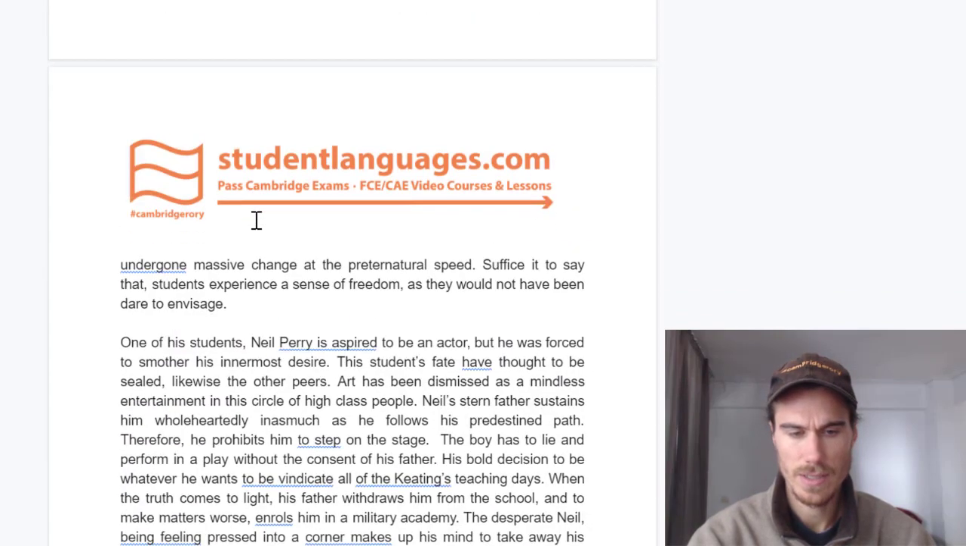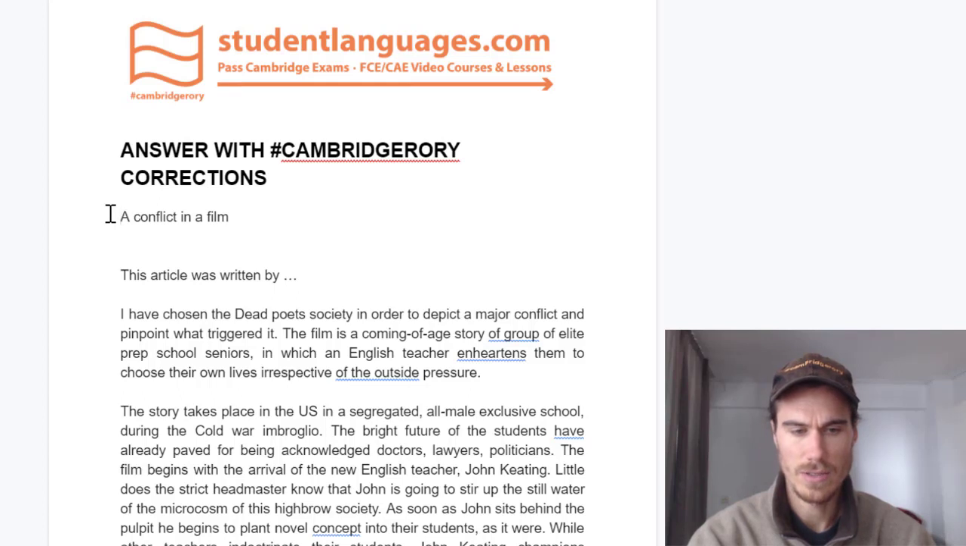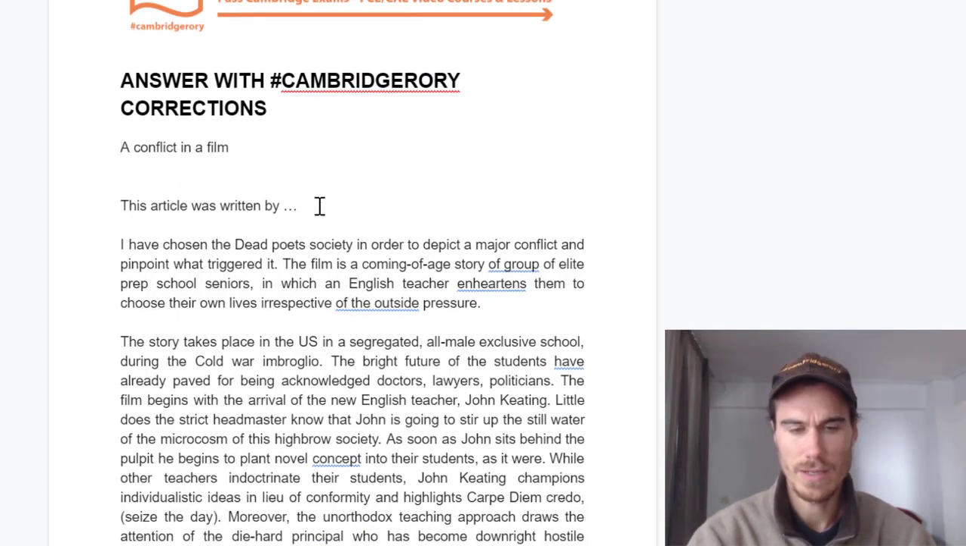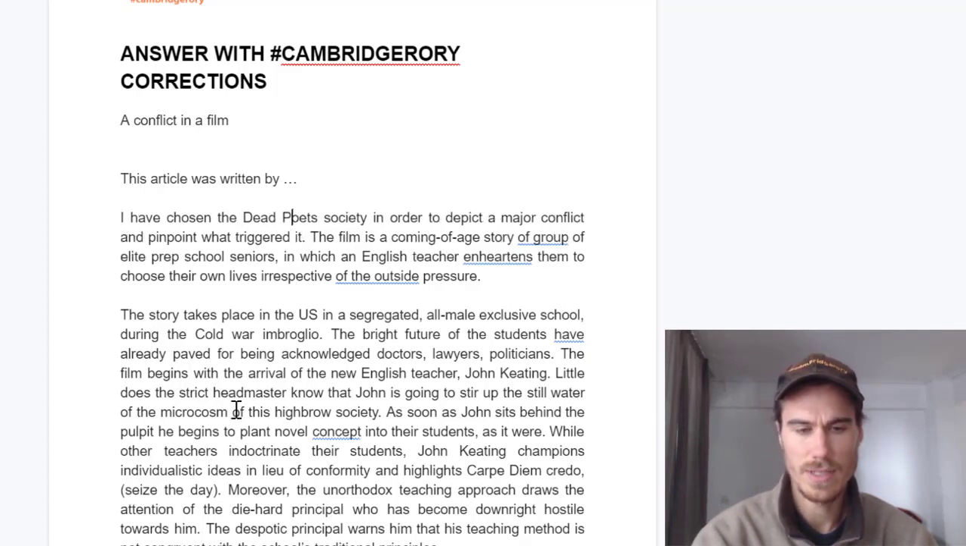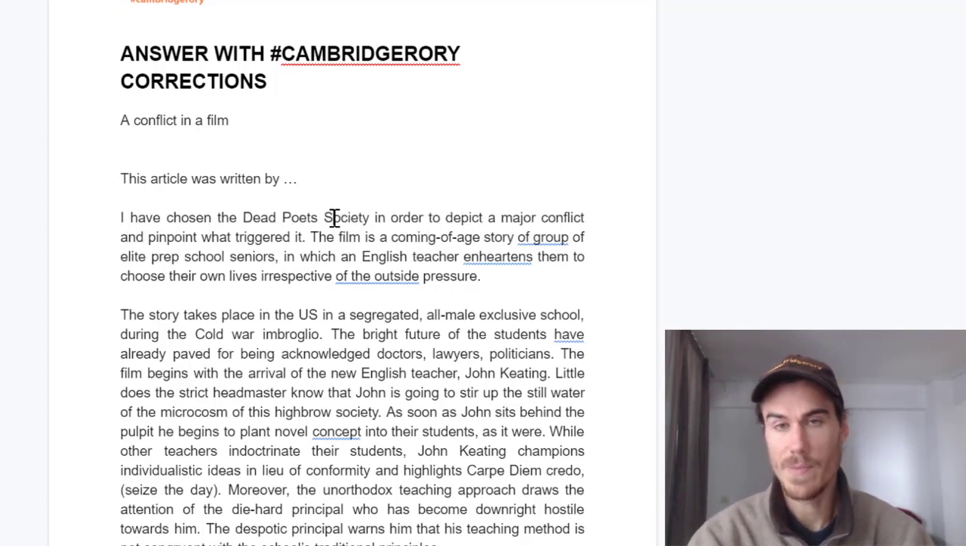So this is the original answer, but we're going to make corrections on this one here. A conflict in a film. This article was written by... I have chosen the Dead Poets Society. I think it should all be capitalized if it's the name of the film, unless it's an article or a preposition.